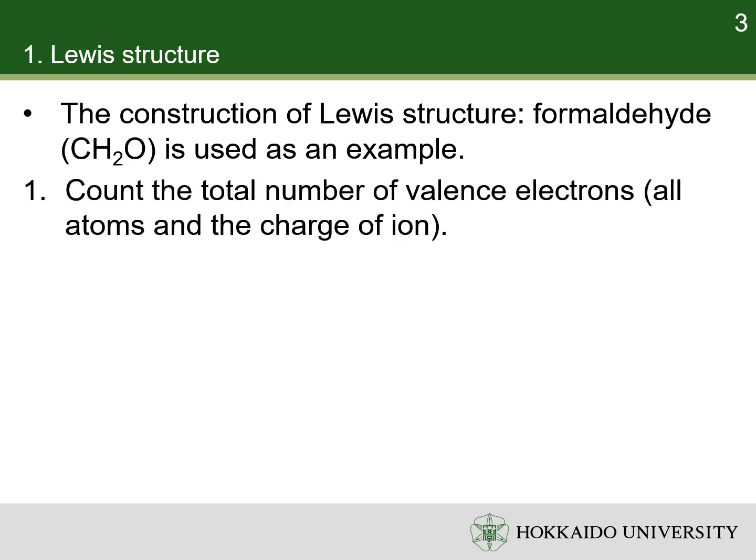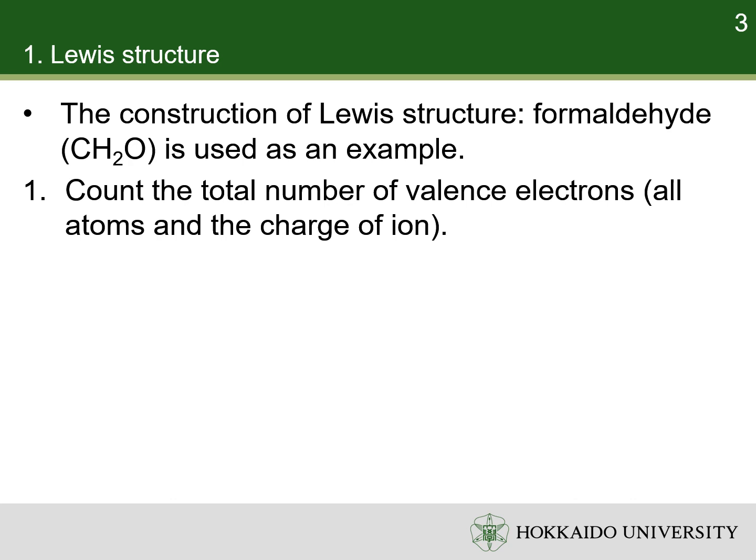First, count the total number of valence electrons. It is the sum of the numbers of valence electrons on each individual atom. Core electrons are not represented in Lewis structures. When counting the electrons of polyatomic ions, negative ions should have extra electrons placed in their Lewis structures, and vice versa.